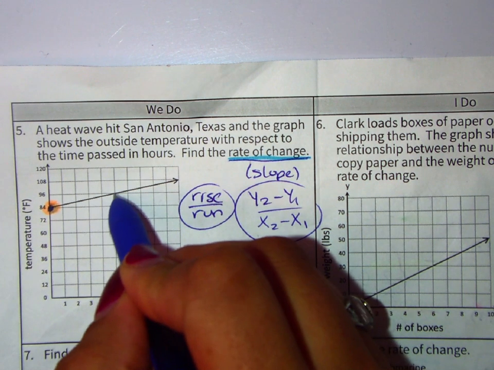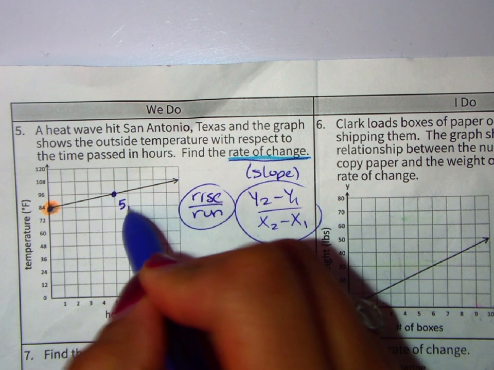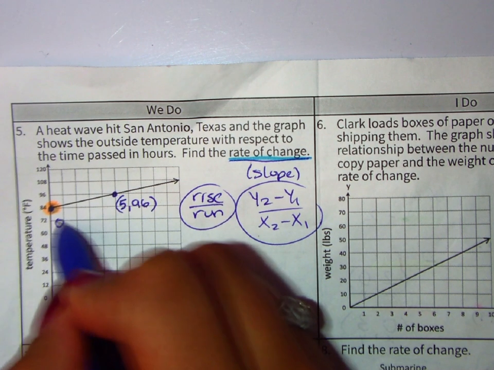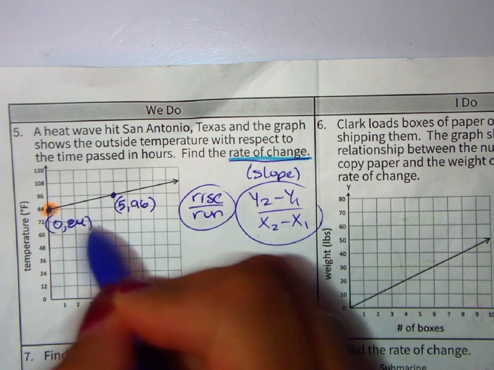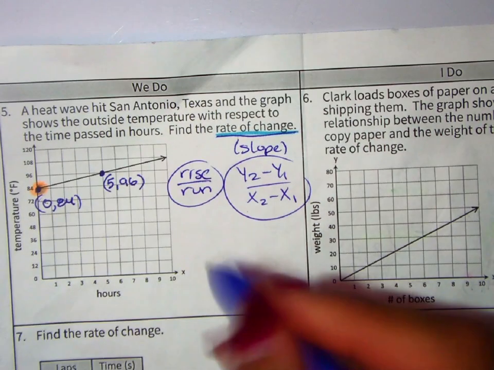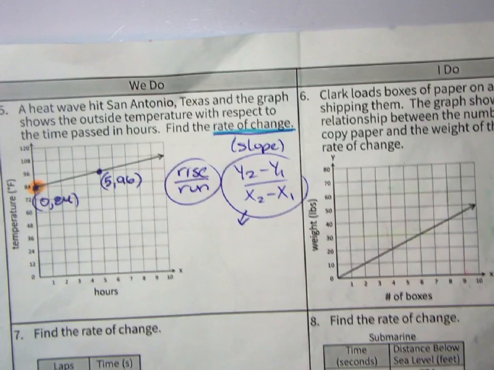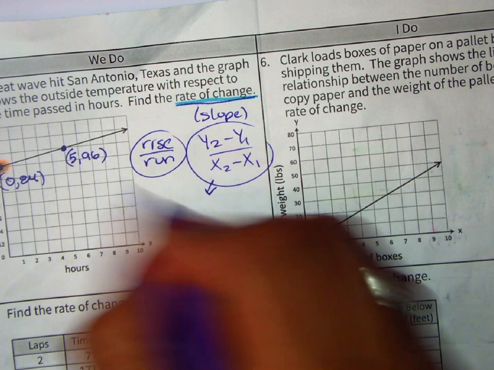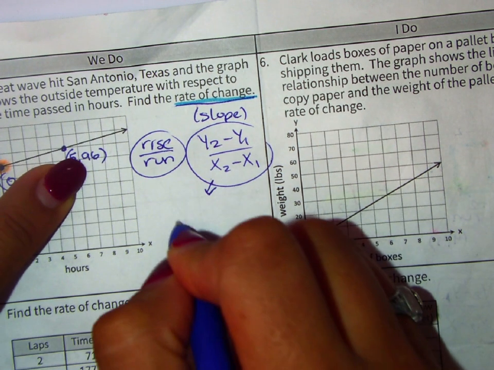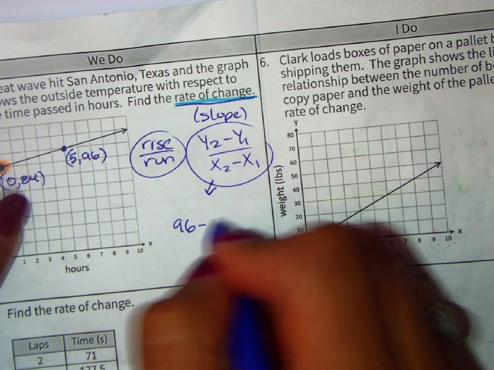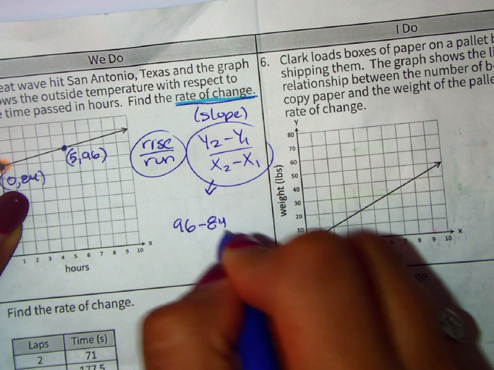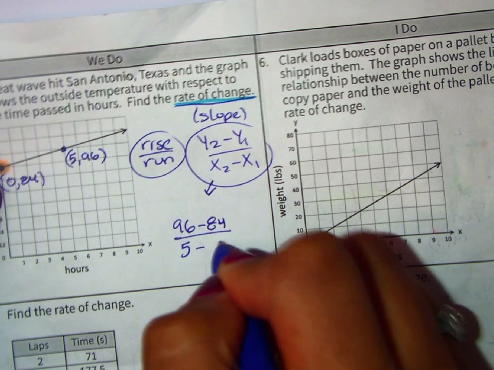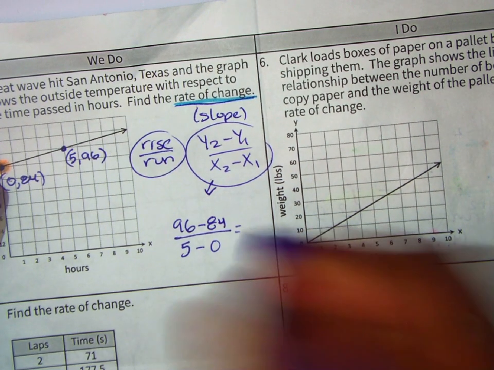So we definitely need to look at 2 points regardless, whether you're doing rise over run or the formula. So definitely here we have the y-intercept, and I believe I've been coloring it orange. And then we have to identify another point on the line. It looks like right here at 5, 96, it's an exact point. So we're going to use 0, 84 and 5, 96. We can look at it as the formula because that will be probably always the easiest method. 96 for your y value of the second point minus the y value of the first point over the x value of the second point minus the x value of the first point.